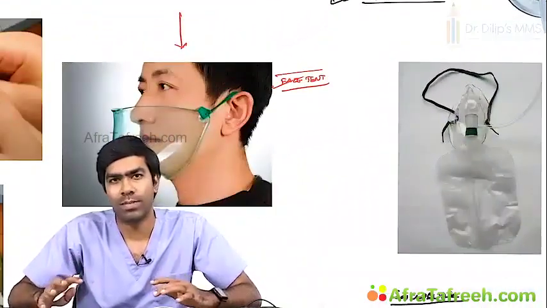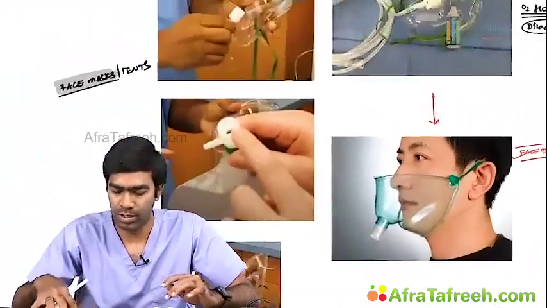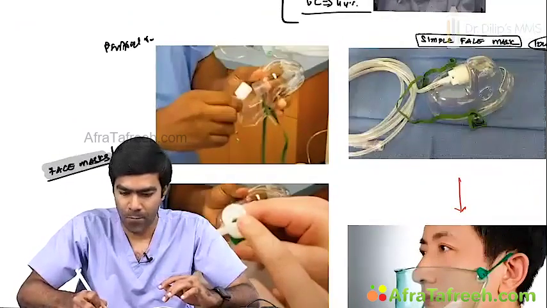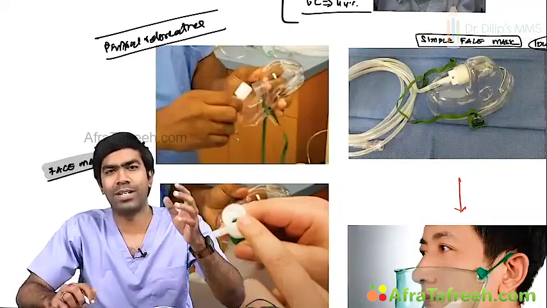But there are two other face masks, like it's not completed. So two other masks are there. One is the partial rebreather. I mean, it's not a big thing at all. All these things are very, very simple. A simple staff nurse will convert this simple face mask into a partial rebreather.